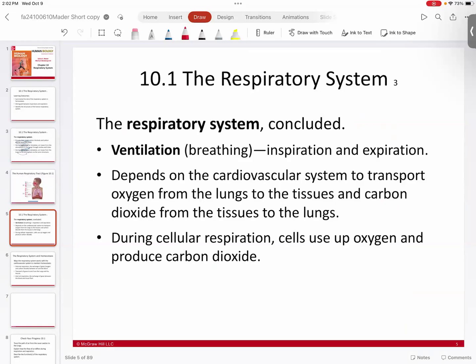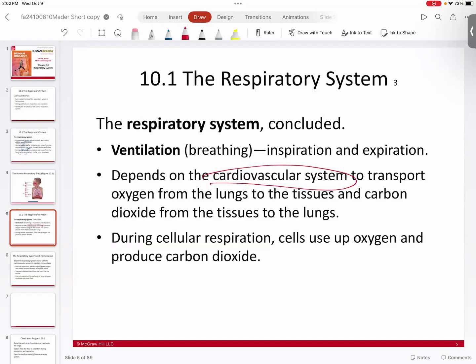So ventilation is the mechanism that we look at of inspiration and expiration, or inhale and exhale. And so ultimately, you have to coordinate both your respiratory system with your cardiovascular system. Because the idea is your respiratory system brings the oxygen in, but your cardiovascular system is the one that has to transport it all.